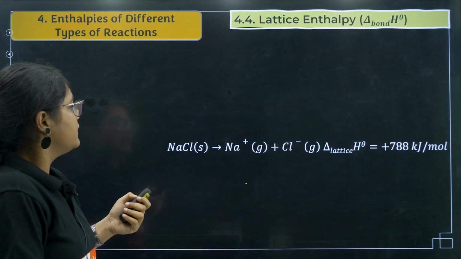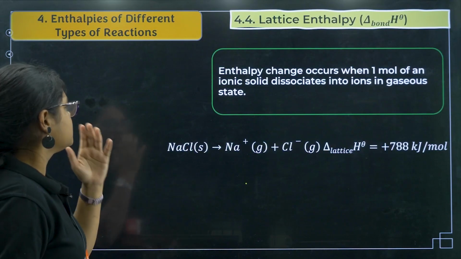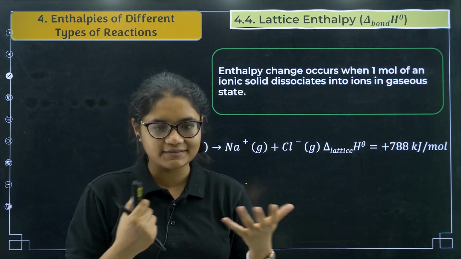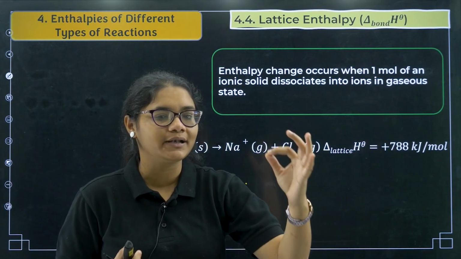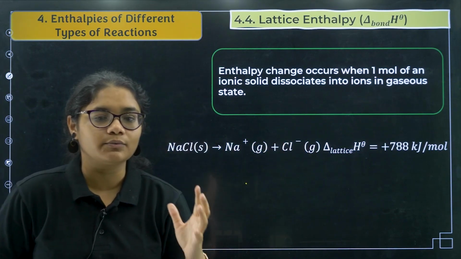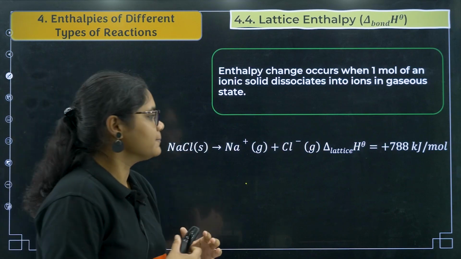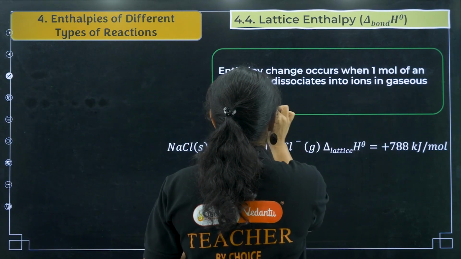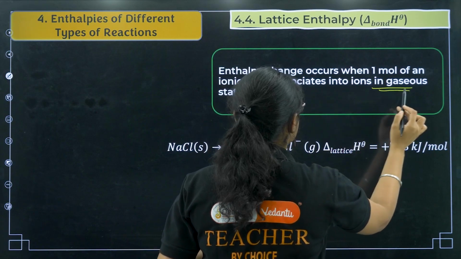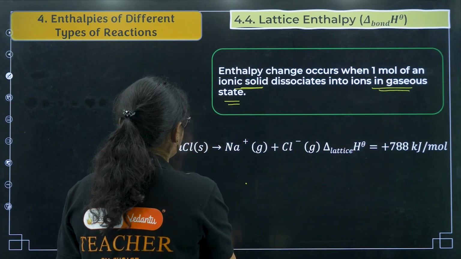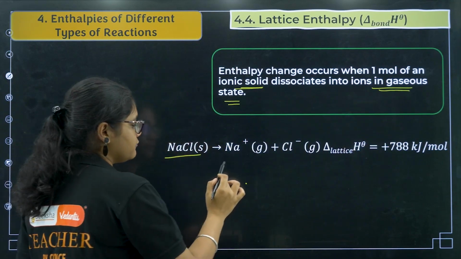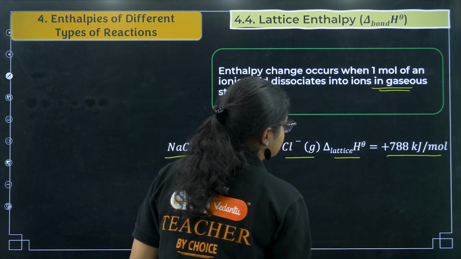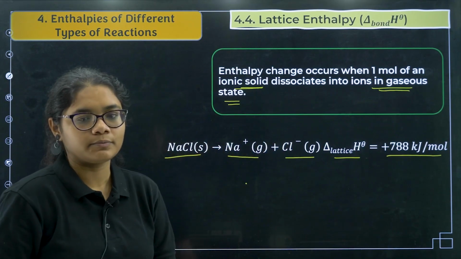Okay, next we can go to lattice enthalpy. So what is lattice enthalpy? See, when an ionic solid breaks into its gaseous constituent atoms, the energy that is required is called your lattice enthalpy. Enthalpy change occurs when 1 mole of an ionic solid dissociates into ions in gaseous state. So if you see NaCl solid breaks to give you Na plus gas and Cl minus gas, that is called your lattice enthalpy, 788 kilojoule per mole.